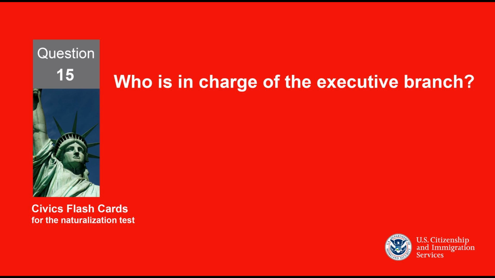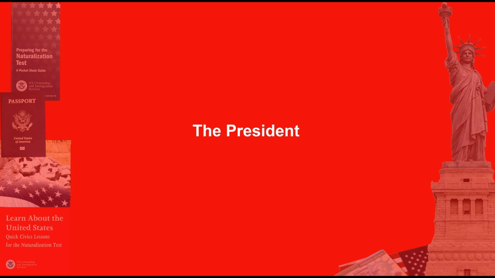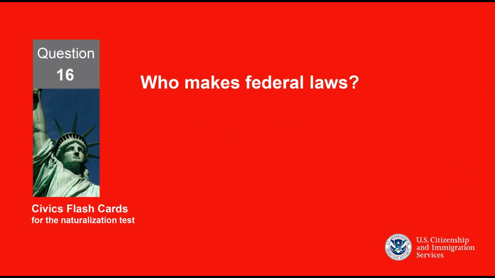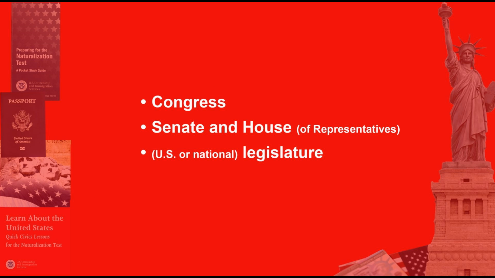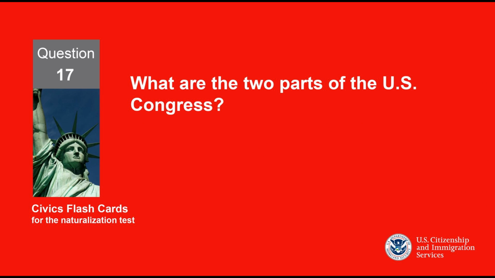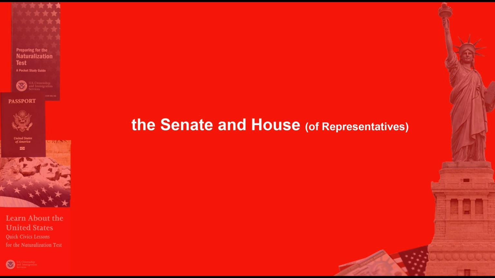Who is in charge of the executive branch? The president. Who makes federal laws? Congress. Senate and the House of Representatives. U.S. or national legislature. What are the 2 parts of the U.S. Congress? The Senate and House of Representatives.